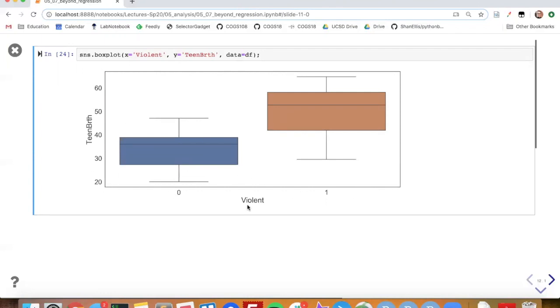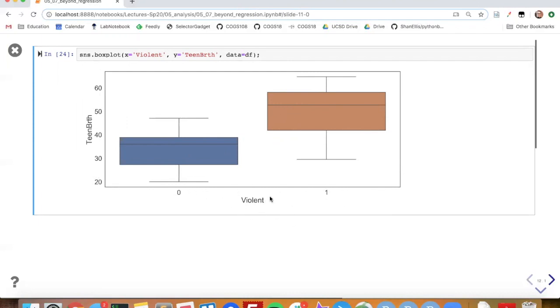We can look at teen birth rate by violence, and we can see visually that there is some relationship between high violent area states and low violent states when it comes to teen birth rate. So this is something we saw numerically in our multiple regression before, but we didn't look at the underlying distribution and didn't make this binary.